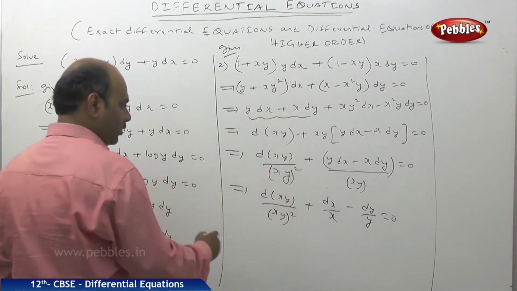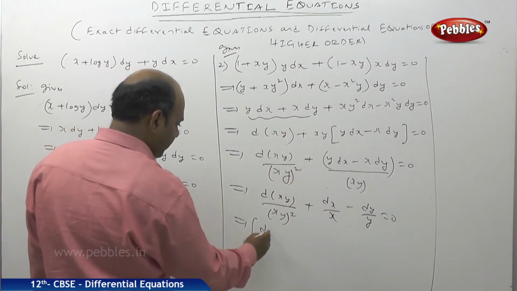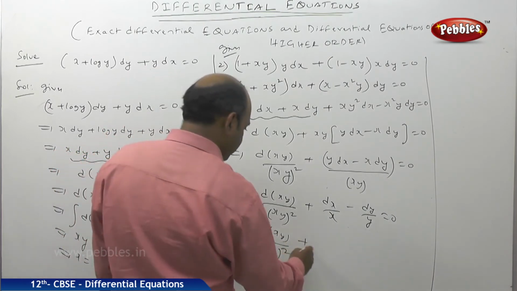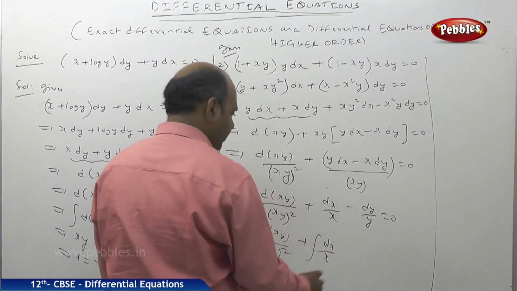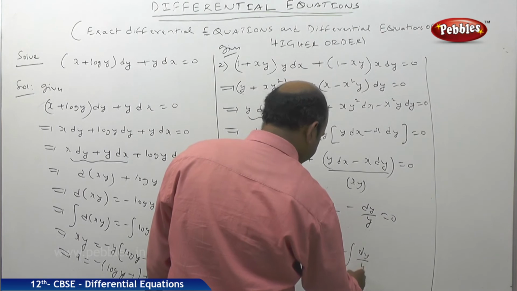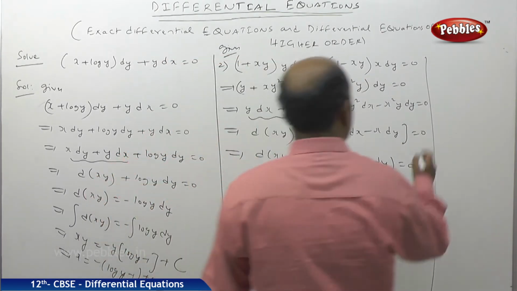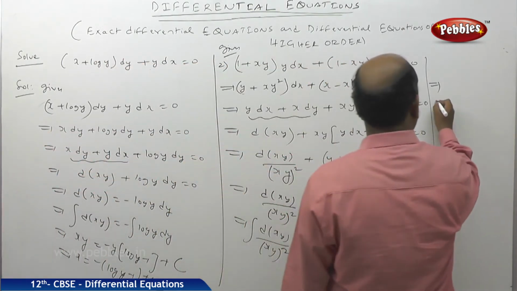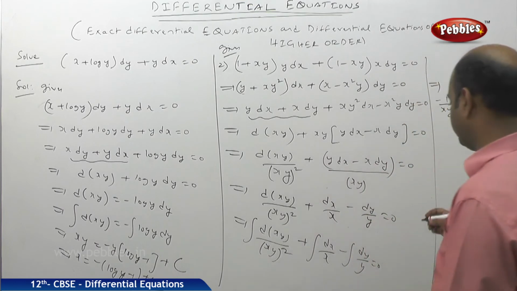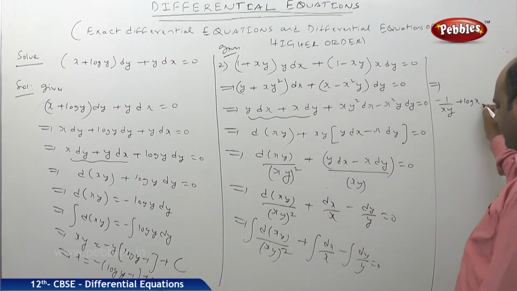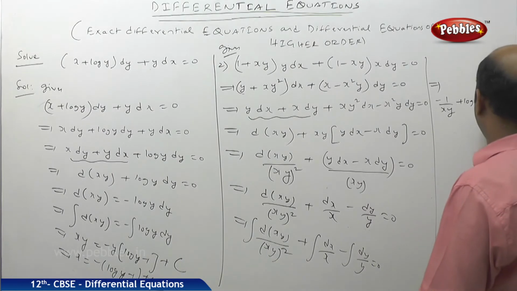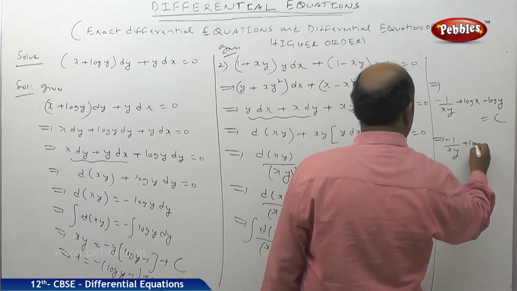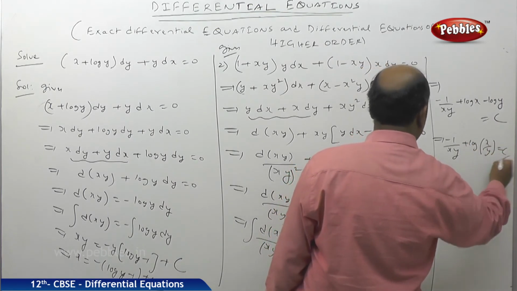Equal to 0. Now I think we can integrate. That means integral of d of xy by xy whole square plus integral of dx by x minus integral of dy by y equal to 0. So integral of d of xy by xy whole square means I'll get minus 1 by xy, this is nothing but log x, this is nothing but log y, equal to c. So finally, what can I write? Minus 1 by xy plus log of x by y equal to c.